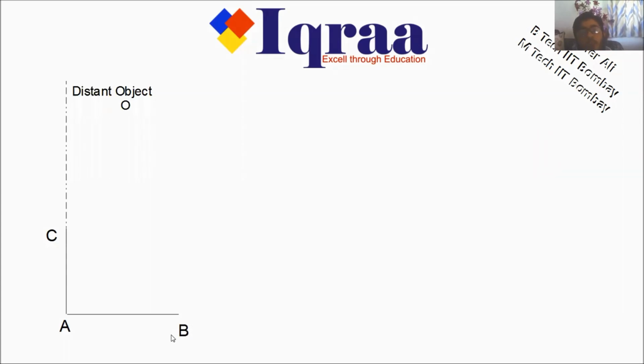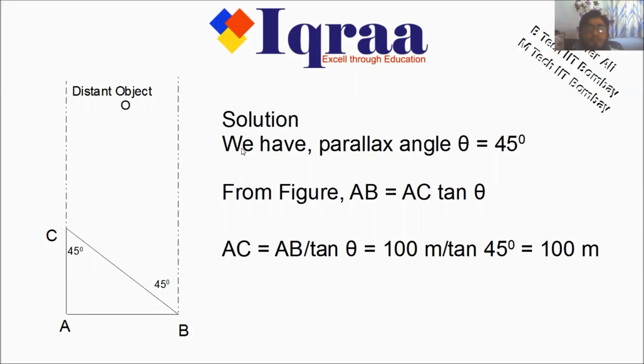And now if he looks at the point C, you see that his line of sight has changed. But if you look at the distant object O, then his line of sight BO has not changed. It is parallel to AO. It is given that the new line of sight, that is BC, makes an angle of 45 degree with the original line of sight AO, which is the same as BO. So the parallax angle theta is equal to 45 degree. The distance AB is given as 100 meter. We have to find the distance AC.